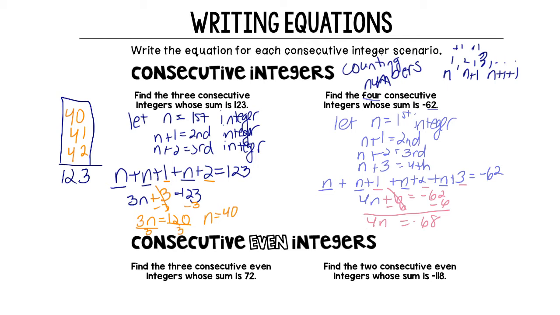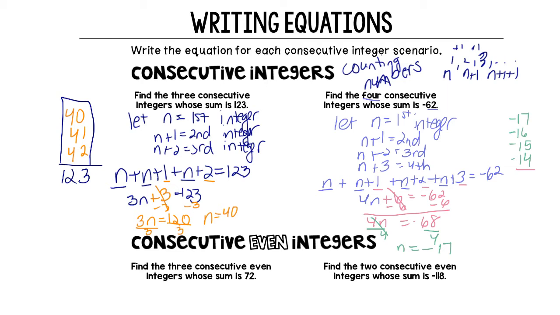Then we can divide by 4 on both sides. And we get n is negative 17. So that's our first integer. We also have, if we add 1, negative 16, negative 15, and negative 14. Let's add those up and make sure they add up to negative 62.